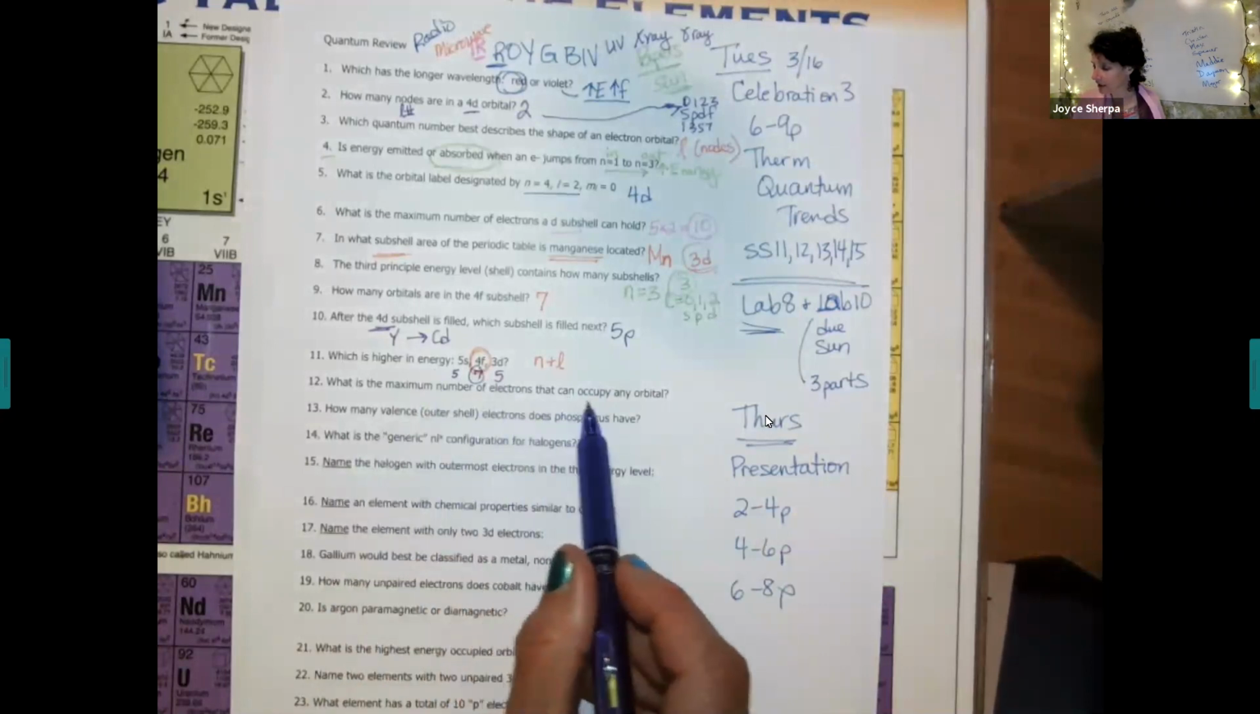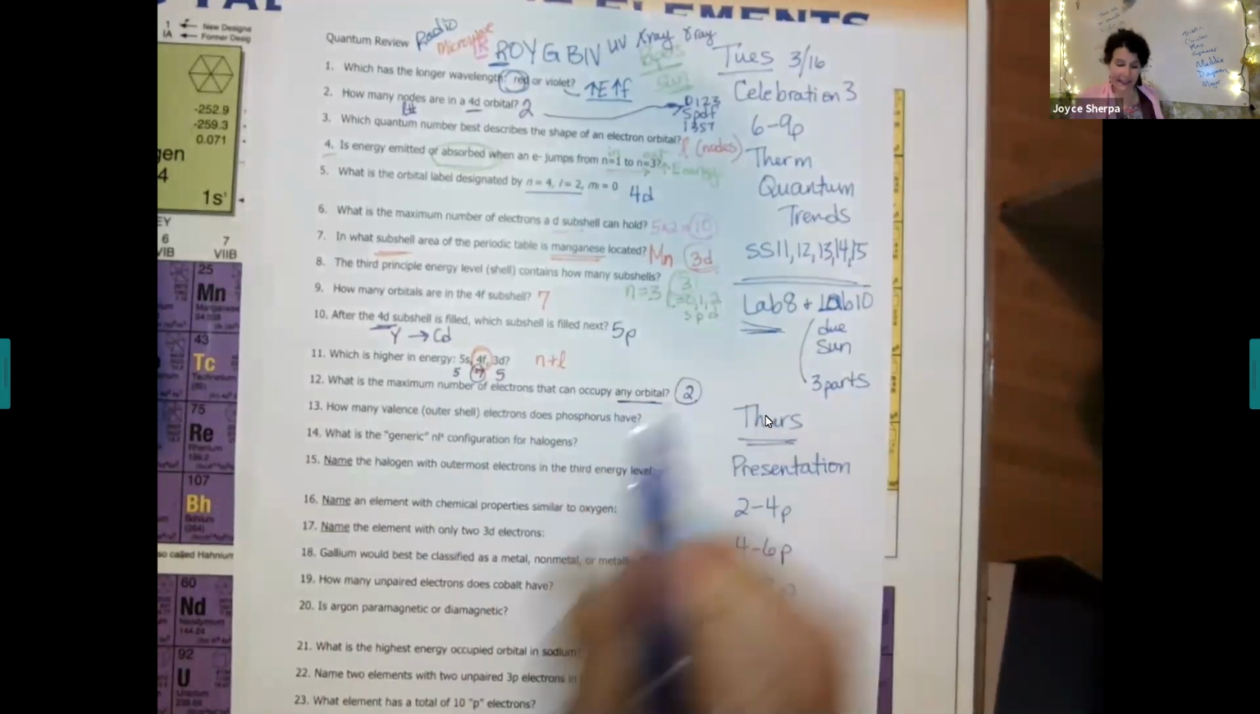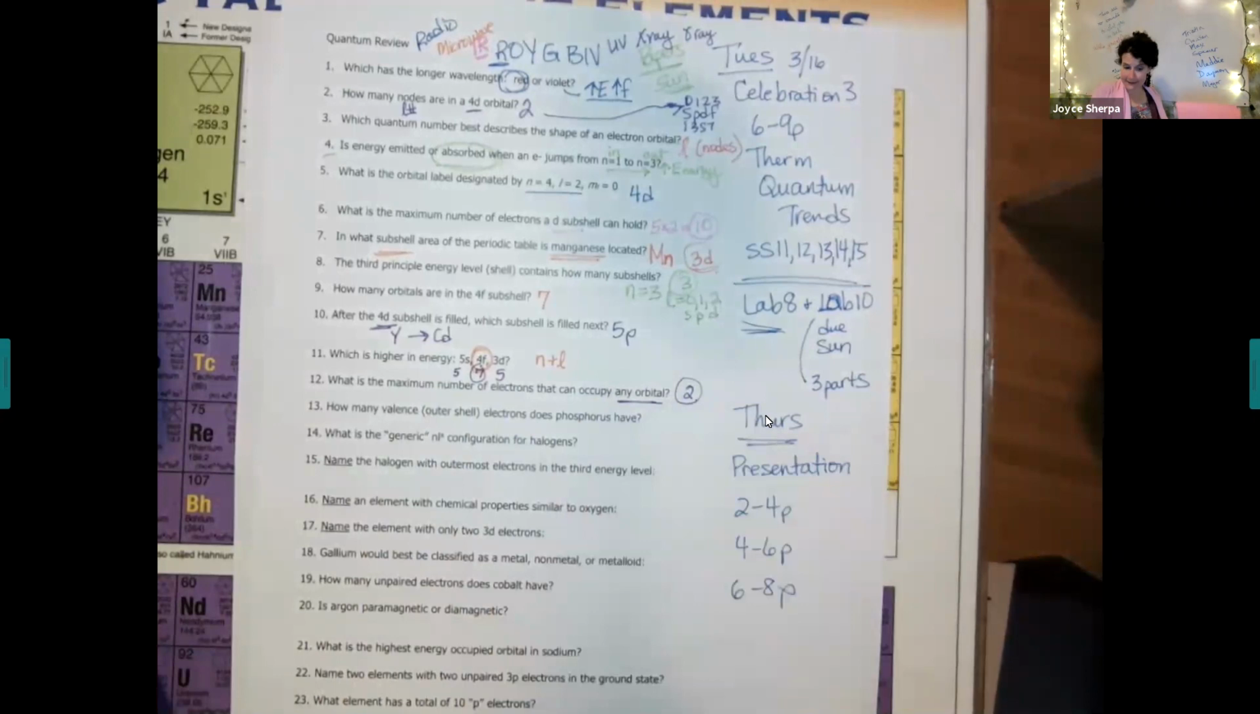All right. Maximum electrons that can occupy any orbital, 2. That goes back to the whole MS. It can only be plus or minus, the two directions you can spin.